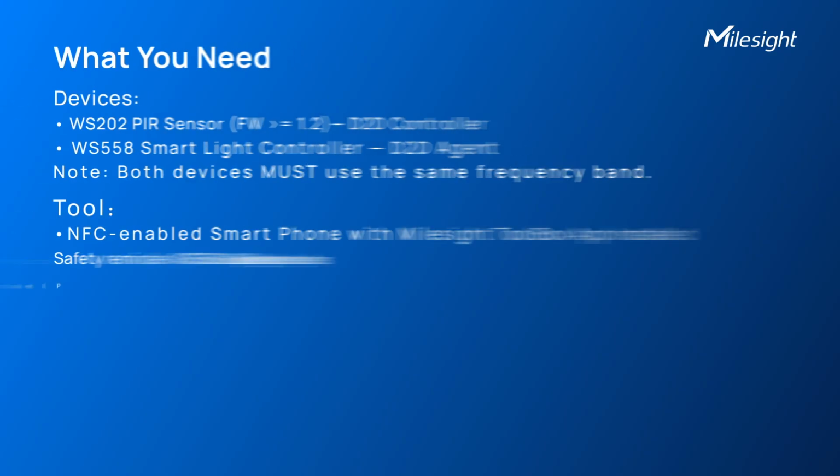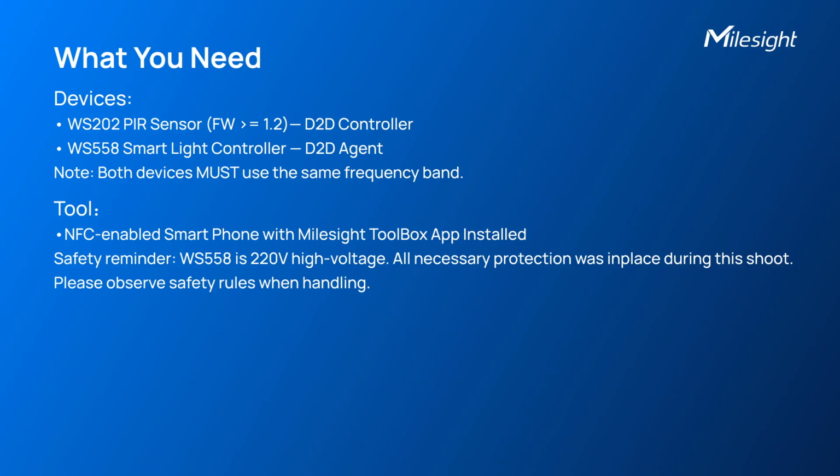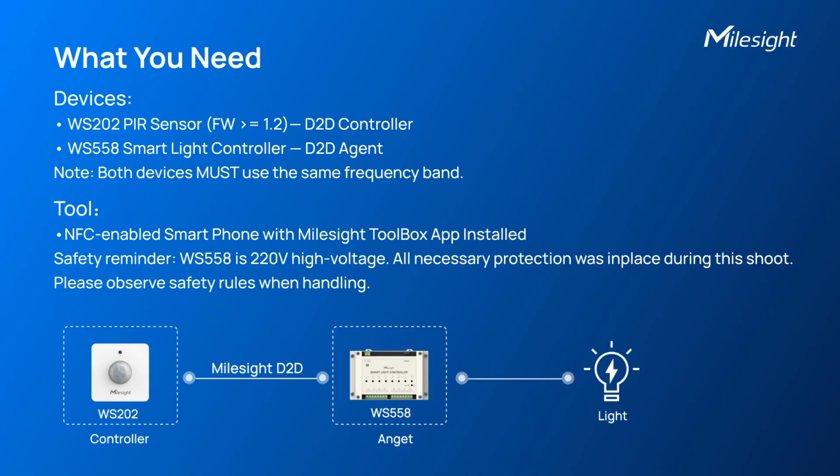In our case, we are using WS202 as the controller. It detects occupancy status and sends commands. WS558 is the agent. It receives commands and controls the lights. Please ensure both devices must use the same frequency band. Here we are using EU868. Otherwise, they simply cannot communicate.